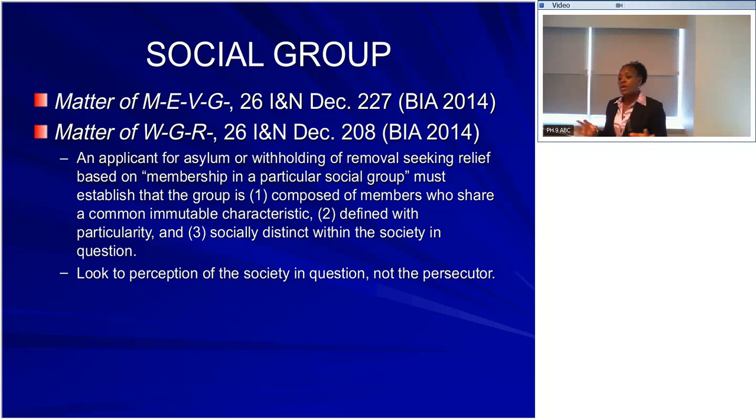So when you look at the requirement that they have to be socially distinct within the society, typically you're doing country conditions research on the internet, and if it's a large enough country and a recognized group, you may be able to find that information. But if you can't, then you're looking to an expert, which requires additional resources. You've got to find the expert.